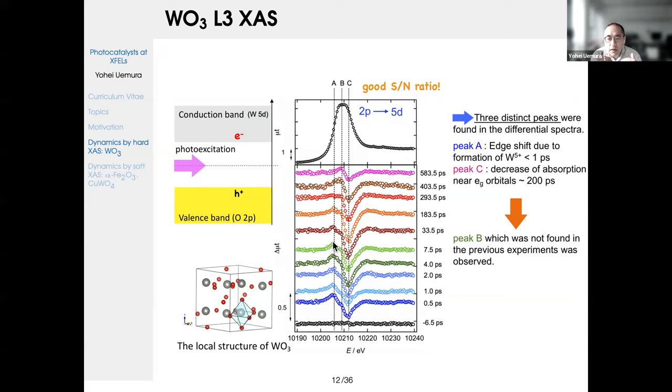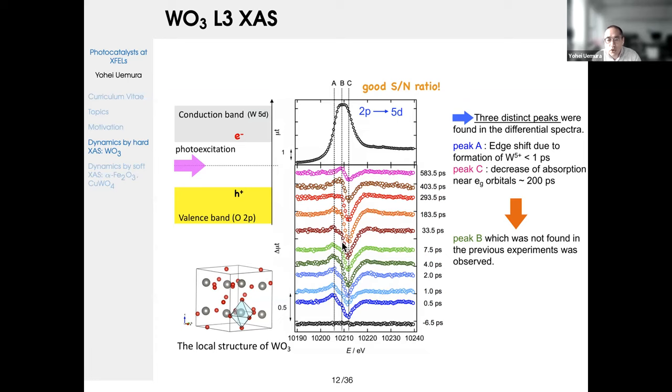That suggests the tungsten 6 plus converts to 5 plus because the tungsten received one electron. Then the peak C has a similar trend, but that exhibits the other trend of the transient signals. Then I would like to show you that later. Also, that peak B has a different trend compared to peak A.